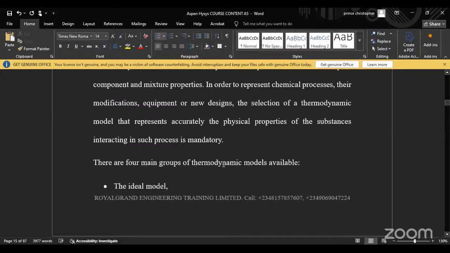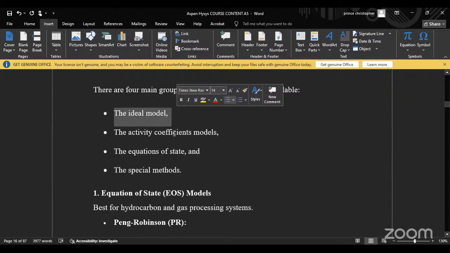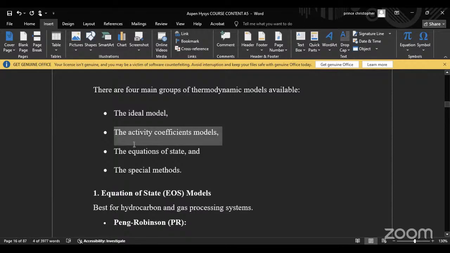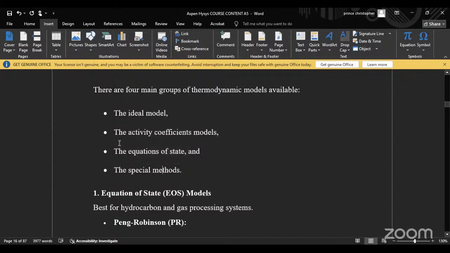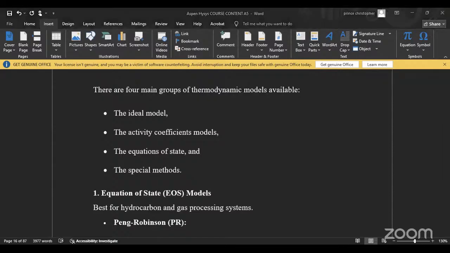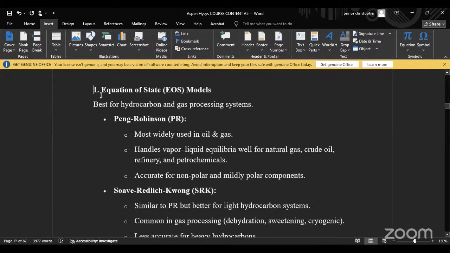There are four main groups of thermodynamic models available. One, we have the ideal model, we have the activity coefficient model, we have the equation of state, and we have special methods. Let's start with equation of state. Equation of state models are best for hydrocarbon and gas processing.